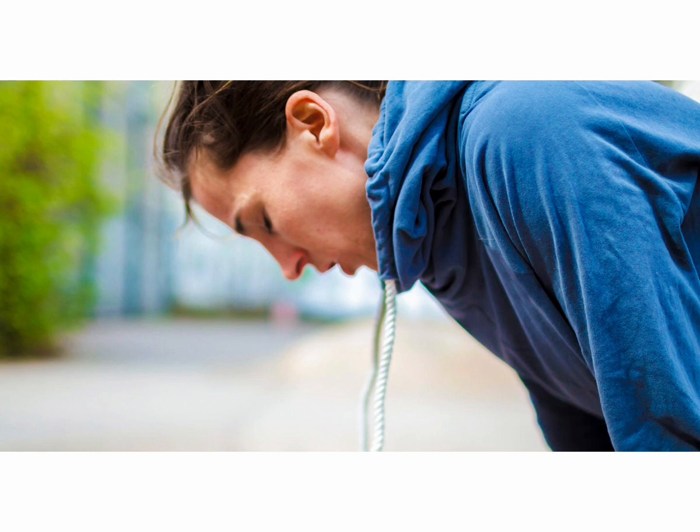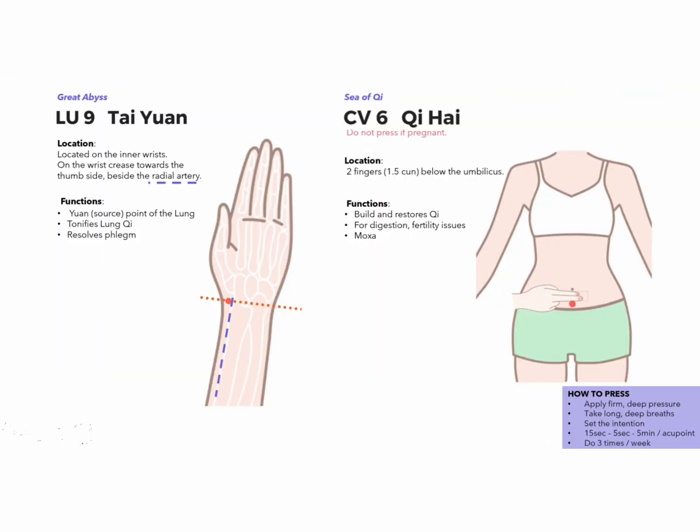Lungs' partner organ is large intestine. Hence, constipation or colon issues are common symptoms. For metal element, lung 9, Tai Yuan, and conception vessel 6, Qi Hai, are two commonly used acupoints.